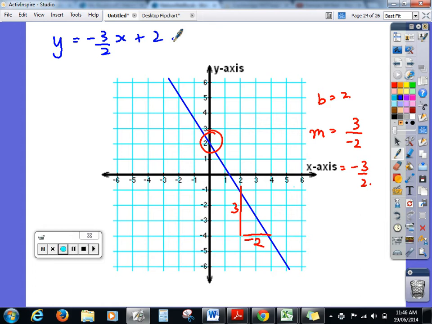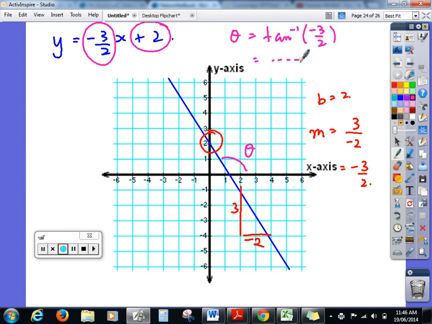It's still very handy. We can read off the y-intercept as 2, and we can read off the gradient as 3 on 2, 1.5, and we also know it's sloping backward at the same time. We can also use this and find the angle, theta, because we know that theta is tan⁻¹ of the gradient, which is -3 on 2, and we can then work out, if we need to, the angle that it's making there with the positive direction just here.